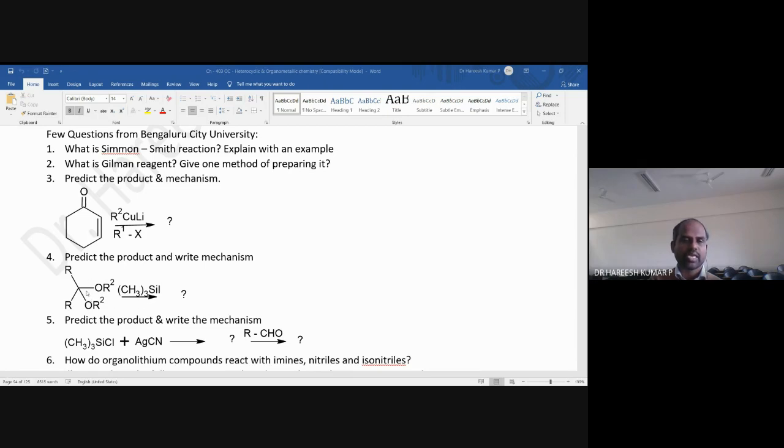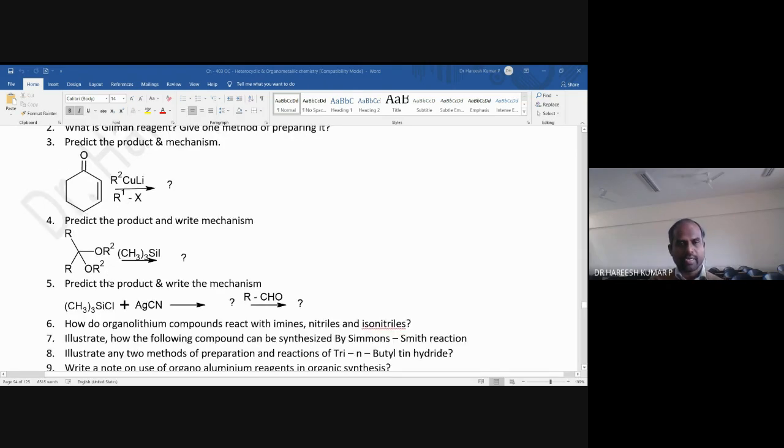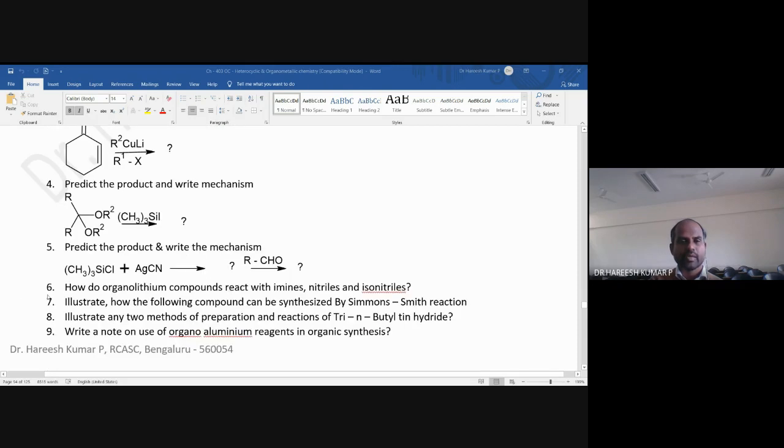And what is here? There will be a formation of a ketone. Since R and R are there, the ketone will be the product. So the ether breakage is achieved by trimethylsilyl iodide. You need to write the mechanism. And here, predict the product and write the mechanism.